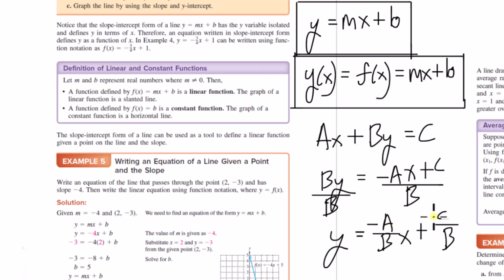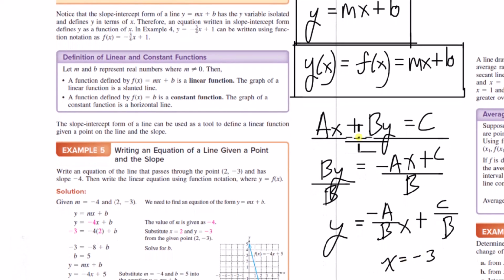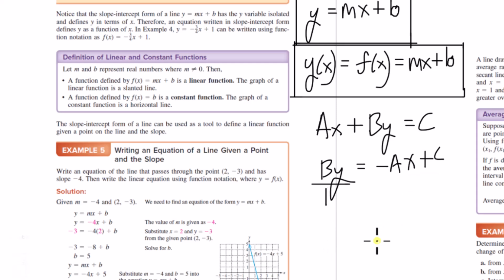Well, okay, this is fine, except b can't be 0, right? Well, for what cases is a vertical line 0? With this general or standard form, when do we get a vertical line? That's when b is equal to 0, because you get x is equal to a constant, right? A vertical line is like x is equal to minus 3. That's a vertical line. In that case, b is 0, but we can't really put it into this slope-intercept form to solve for y if b is 0. You see? So that's why it's a function, the slope-intercept form.